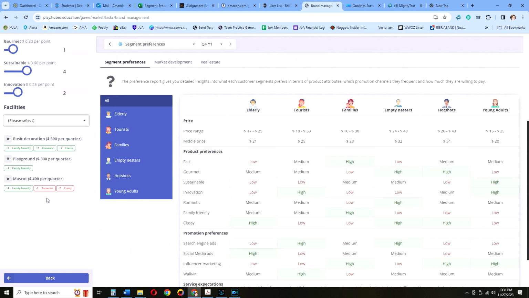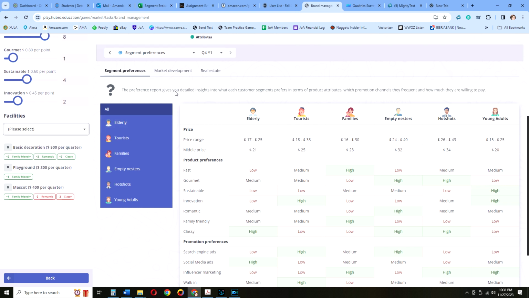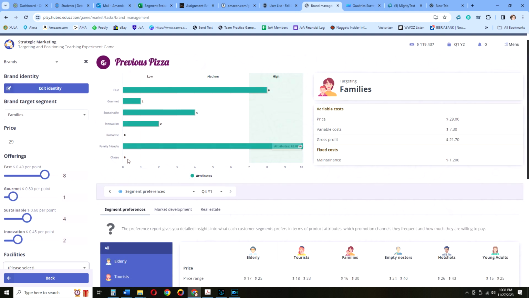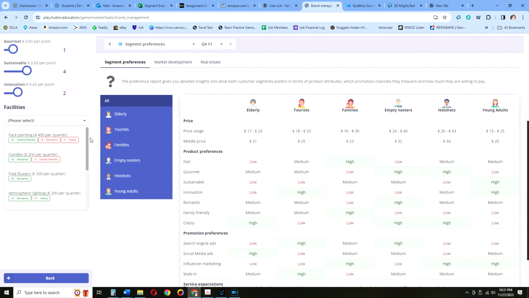But the mascot made it less romantic and less classy. And notice that's pretty much the case no matter what you pick here, because romance and classy are kind of mutually exclusive. You can't be both romantic and family oriented. So now I'm going to have to add something more romantic and classy in order to get those points up. So let's see, what could I do here? I'm not going to choose candles because they will ruin my family friendly rating.